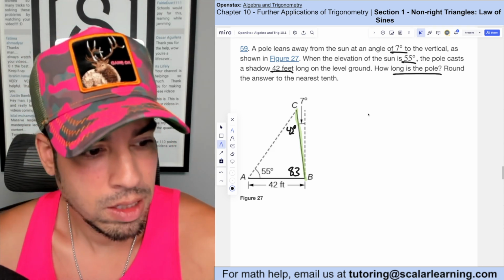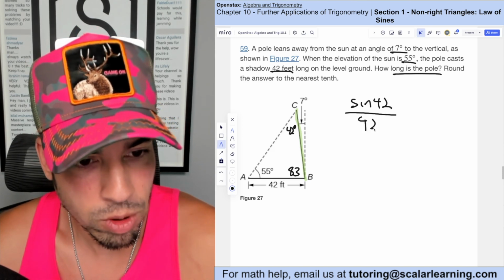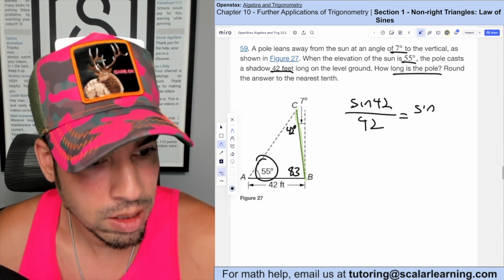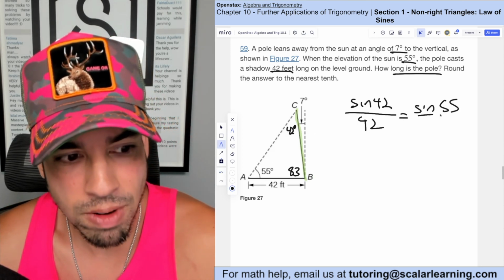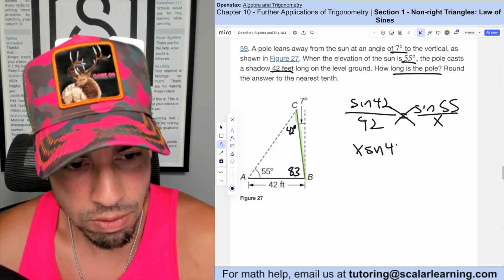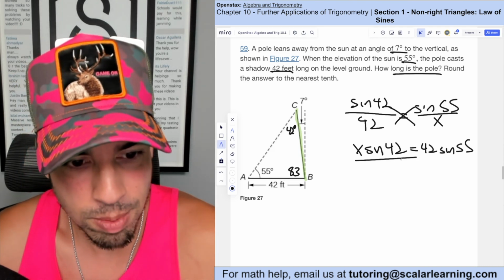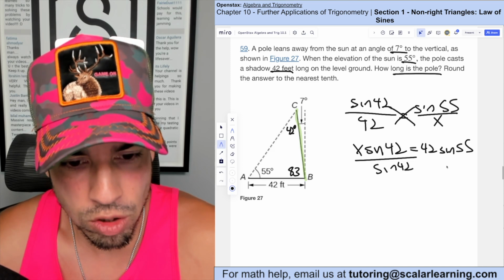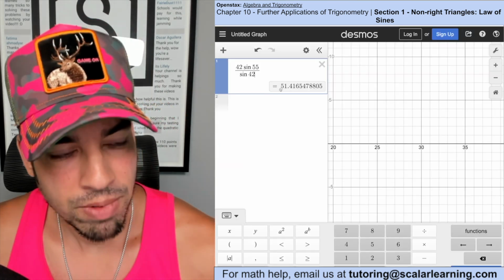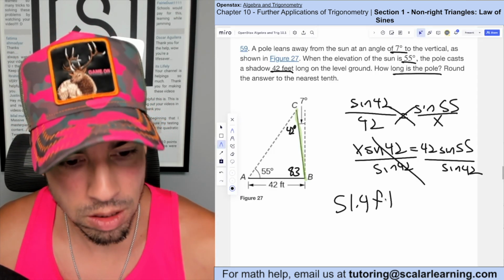Now to solve for BC, we can use law of sines. We can say sine of 42 over the opposite side, 42, is equal to sine of 55, because that's opposite BC, what we need to find, over, let's call BC x. Now we're going to cross multiply. x sine of 42 equals 42 sine of 55. Last but not least, we're going to divide by sine of 42. Now we're going to plug this into Desmos, and we get 51.4. So the answer is 51.4 feet rounded to the nearest tenth.